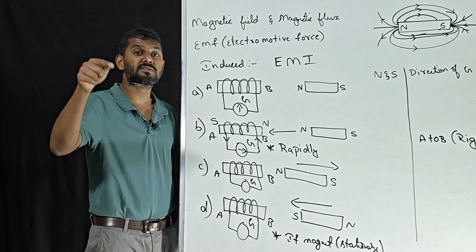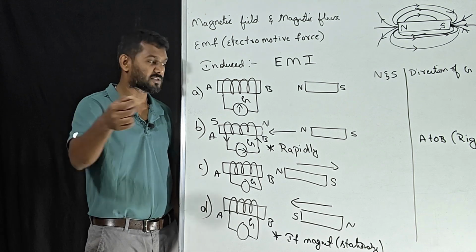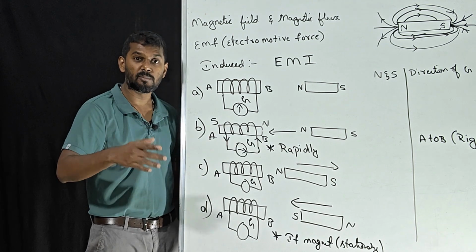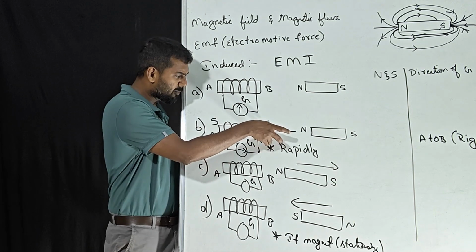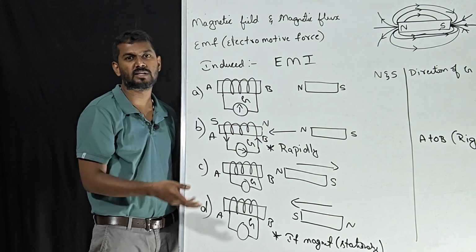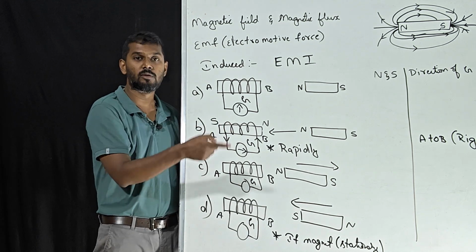As long as there is a change in flux, EMF will be induced. If there is no change in flux, if the magnet is not moving, that means no change in flux, so no EMF will be induced. If you keep the magnet somewhere here, and if the magnet is stationary, if the magnet is not moving, that means no EMF will be induced.